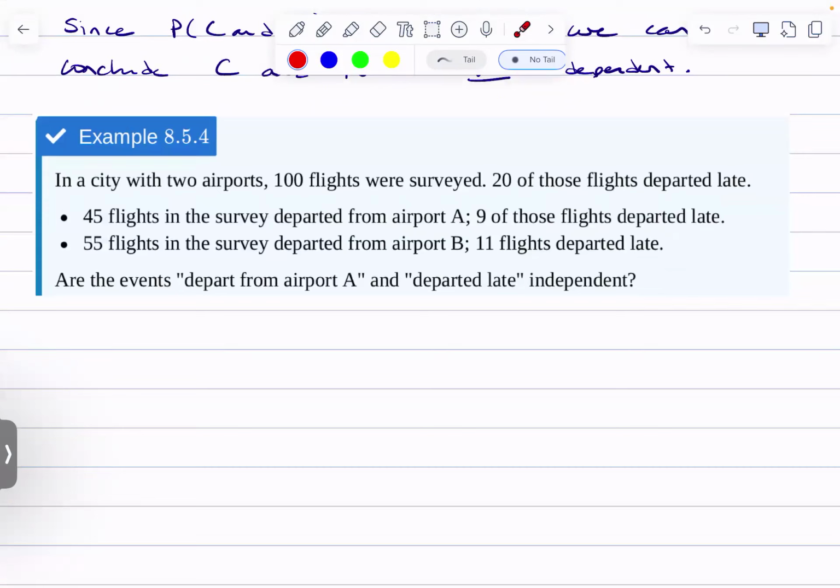In a city with 2 airports, 100 flights were surveyed. 20 of those flights departed late. And then there's some sub-information. 45 flights in the survey departed from airport A. 9 of those flights departed late. And 55 flights in the survey departed from airport B, and 11 of those flights departed late. And we want to know, are the events depart from airport A and depart late independent?